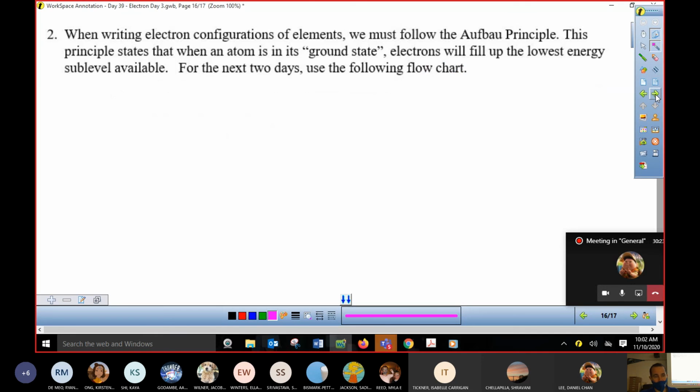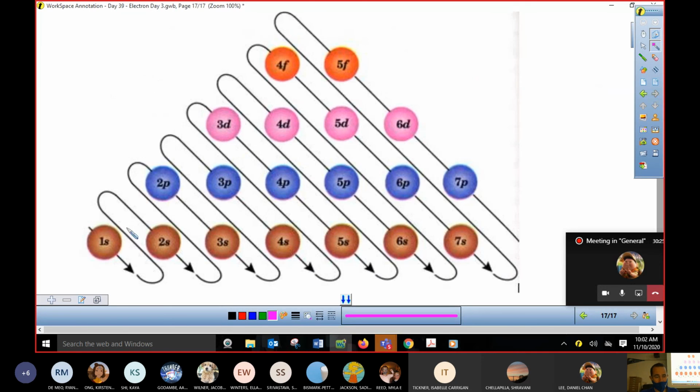So let's look at the flow chart now. For every element, we're going to follow the flow chart. Note at the bottom of the flow chart, it says that even though the 3D electrons belong to the third energy level, the 3D electrons have a little bit more energy than the 4s electrons. So that means we're going to fill up the 4s, the fourth energy level S, before we add electrons to the third energy level D.